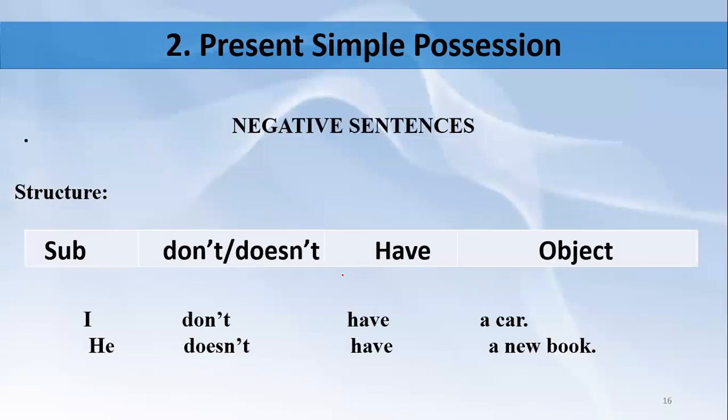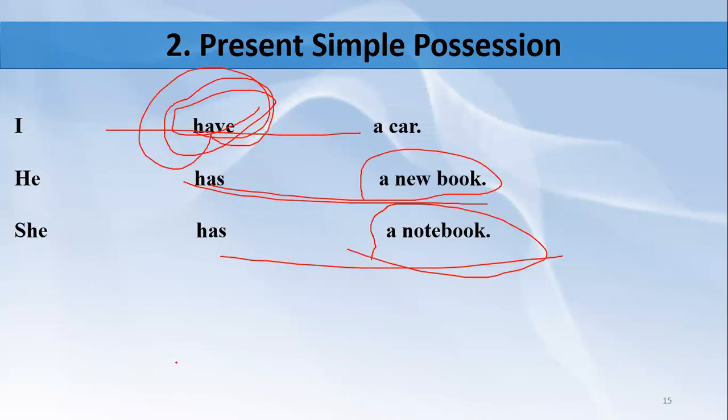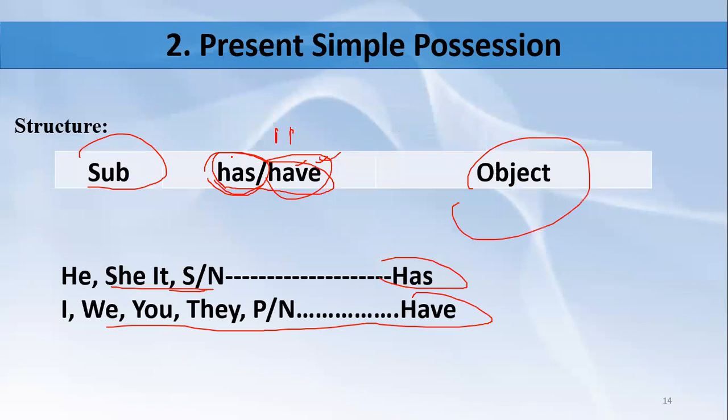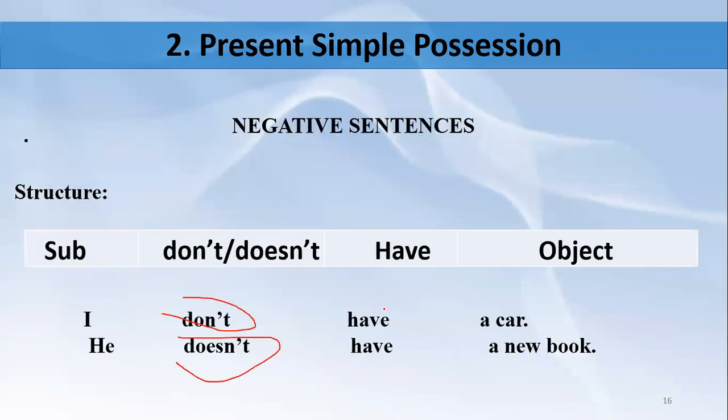Negative structures are simple. I do not have and he does not have. Keep in mind the same rule, fine. He, she, it, or a singular noun, we have to use does not have, and I, we, you, they, and a plural noun, do not have. Now one thing we need to clarify is that in negative structures have is used all the time and not has, fine. And the same is the case with interrogative structures as well.